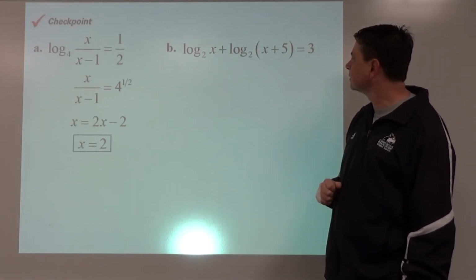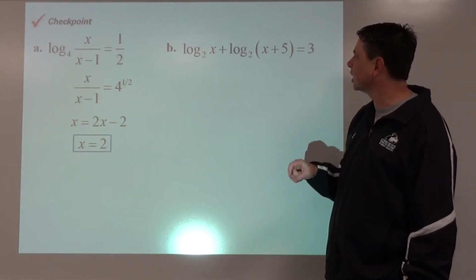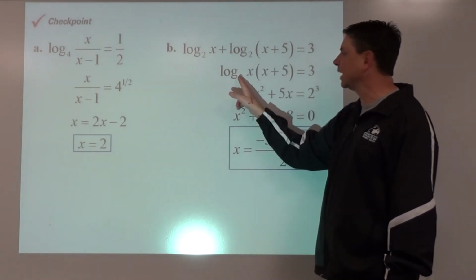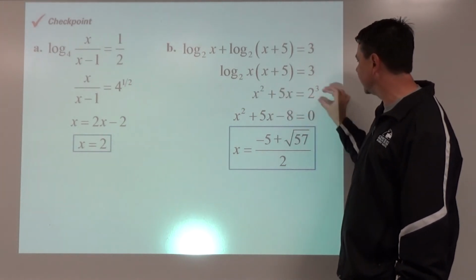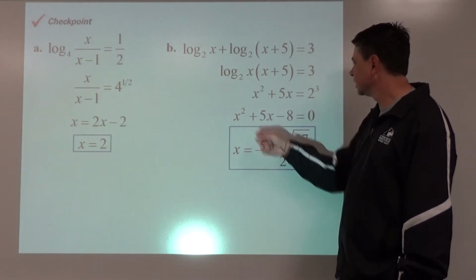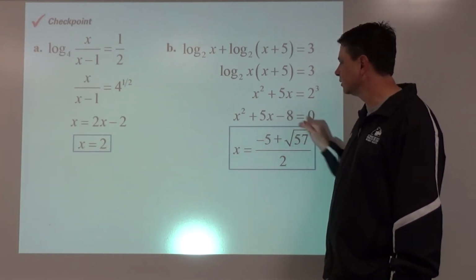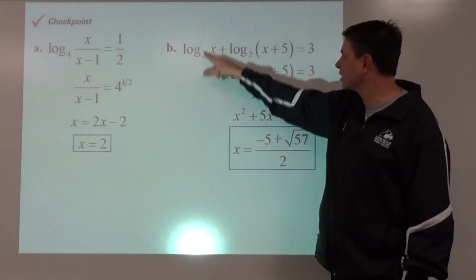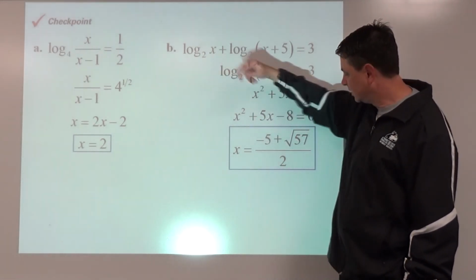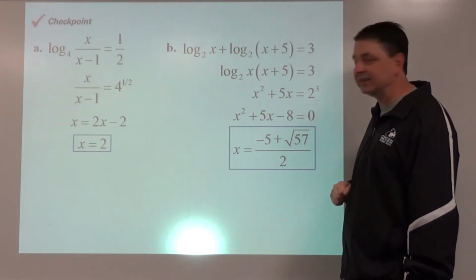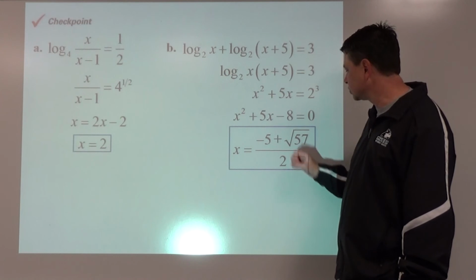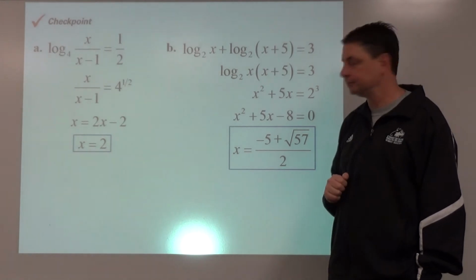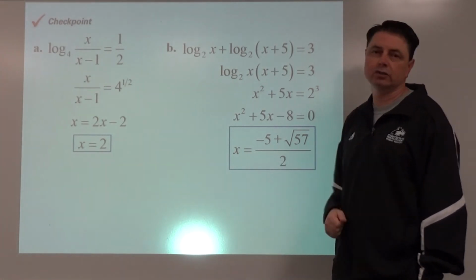Over here, we can do the product property, log base 2 of x times x plus 5. We're going to rewrite by moving the base, so it's 2 to the 3rd power, that's 8. From there, we're going to get it equal to 0. Quadratic formula. Once again, in this case, x is not allowed to be negative. So the minus one would have definitely turned out to be negative. This one should be okay. Negative 5 plus the square root of 57 over 2 is positive. So we're okay there. That's our solution.